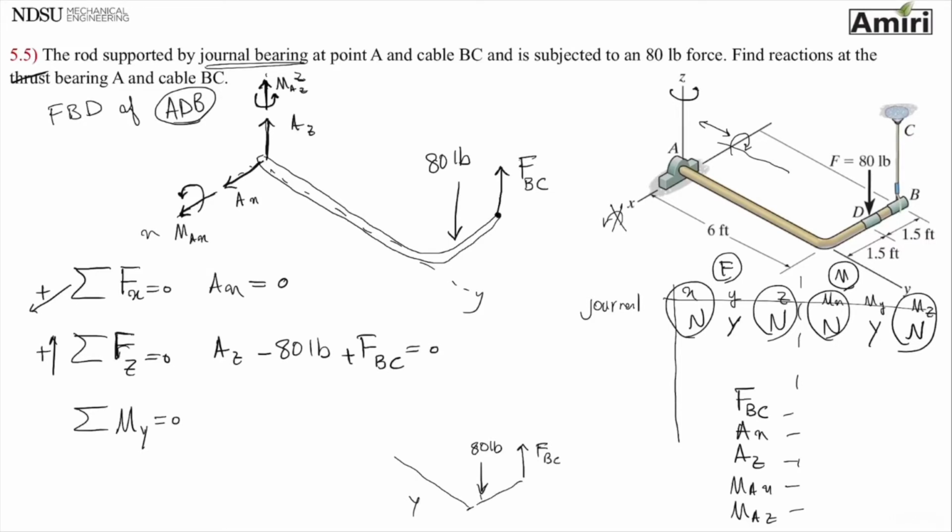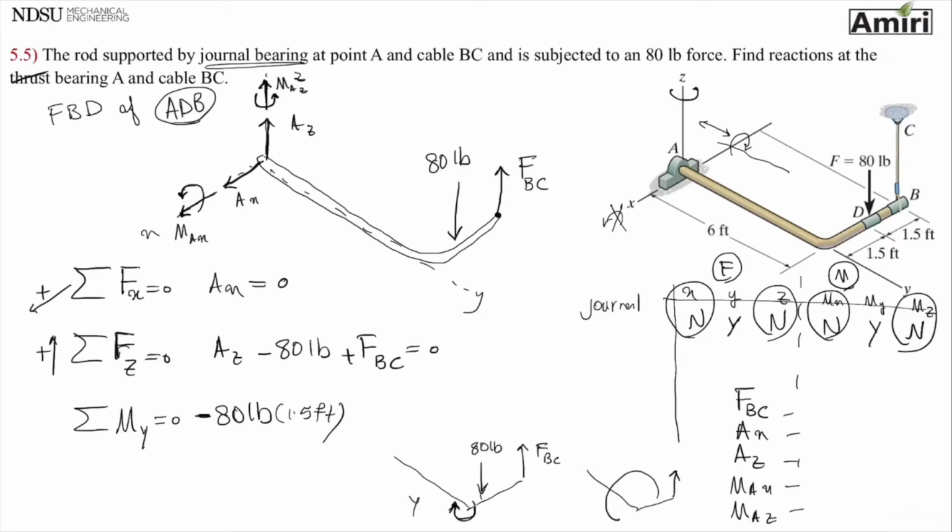So to me, that 80 is trying to make a rotation about axis y. And if I use right hand rule, if I curl my finger where this arrow is pointing, my thumb is going to point to negative y-axis. So it's going to be 80 pounds. The distance that I have for it is 1.5 feet, and that's negative direction. The other force that I have is FBC.